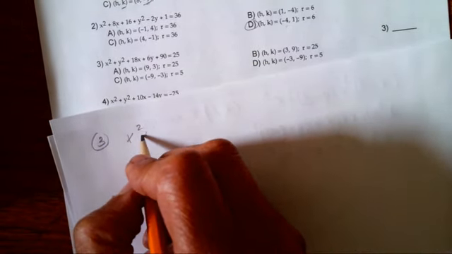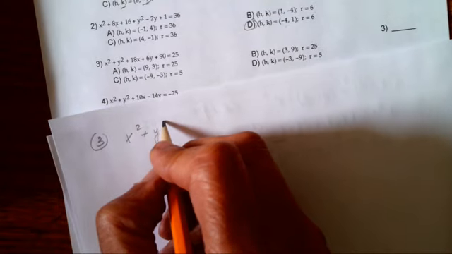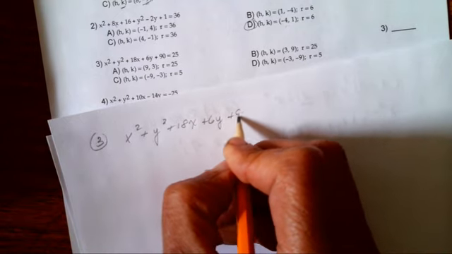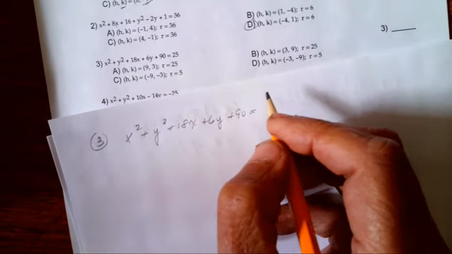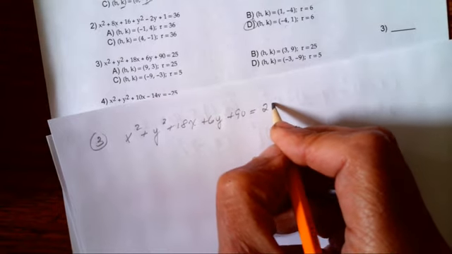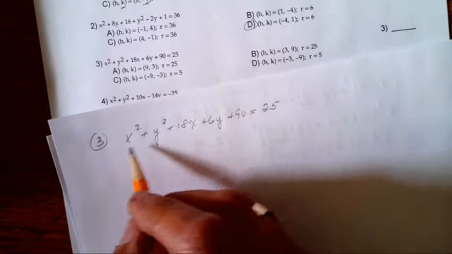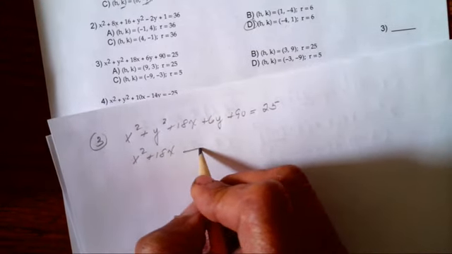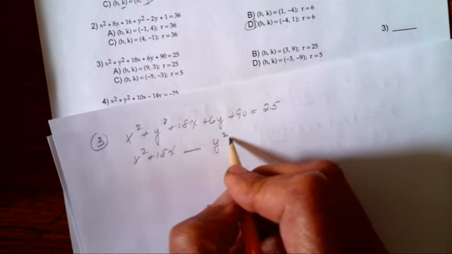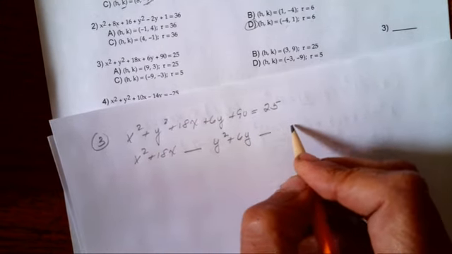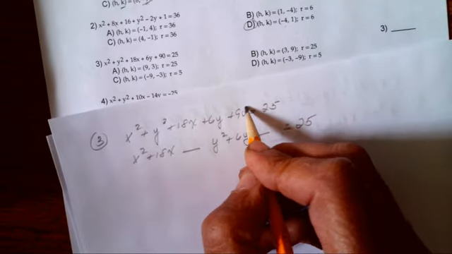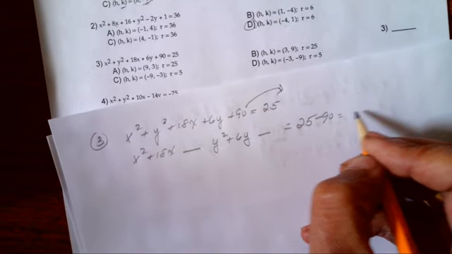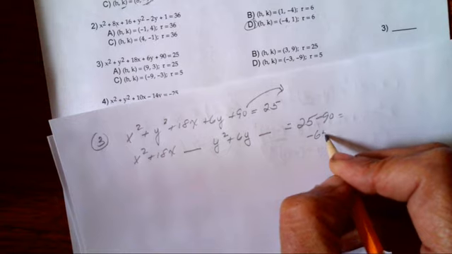Let's see. X squared plus y squared plus 18x plus 6y plus 90 equal to 25. Alright, let me put my x terms side by side. I'm going to leave a space. And y squared plus 6y, leave a space. And I'm going to take this positive 90 and subtract it on both sides, minus 90. And what's that going to be? I guess a negative 65.